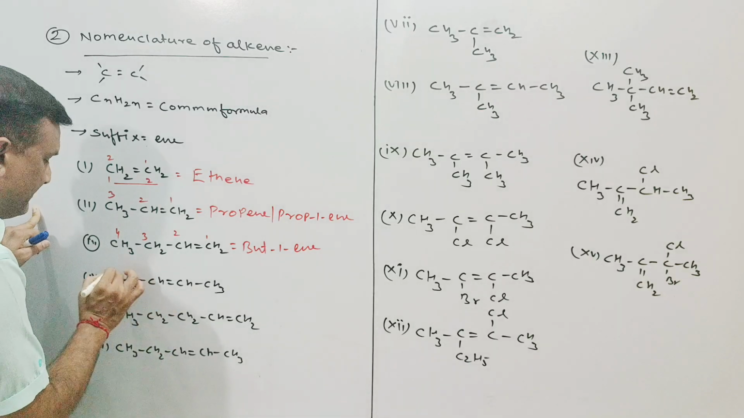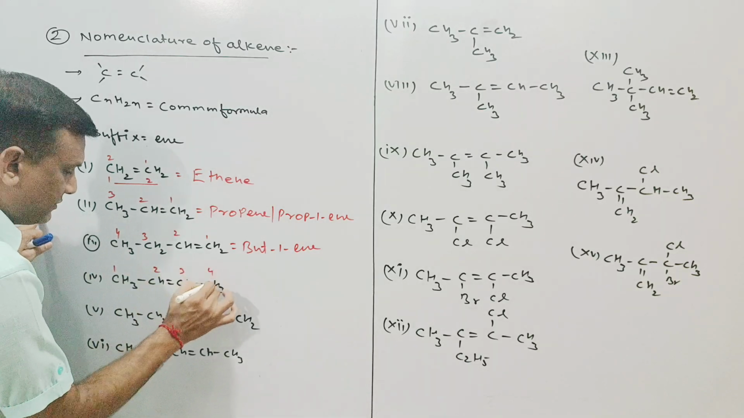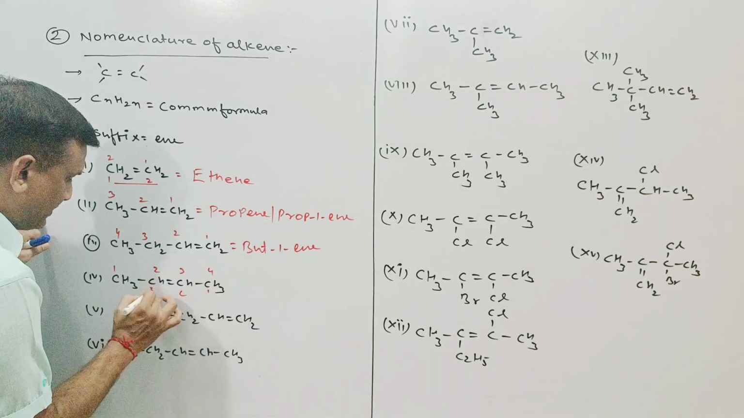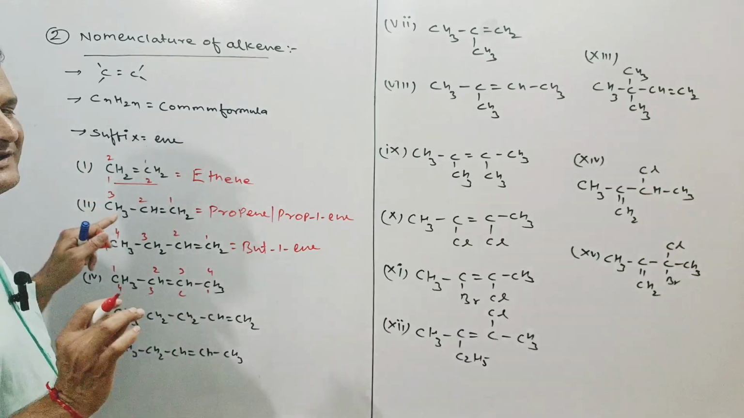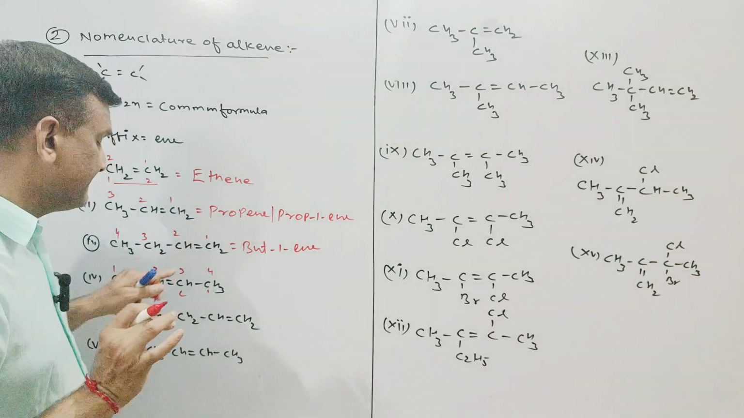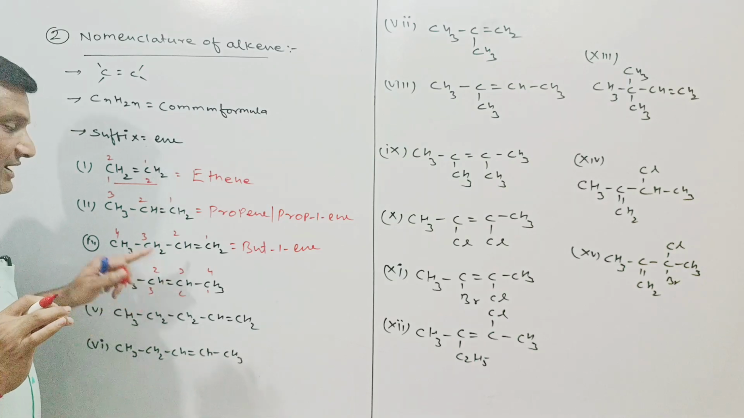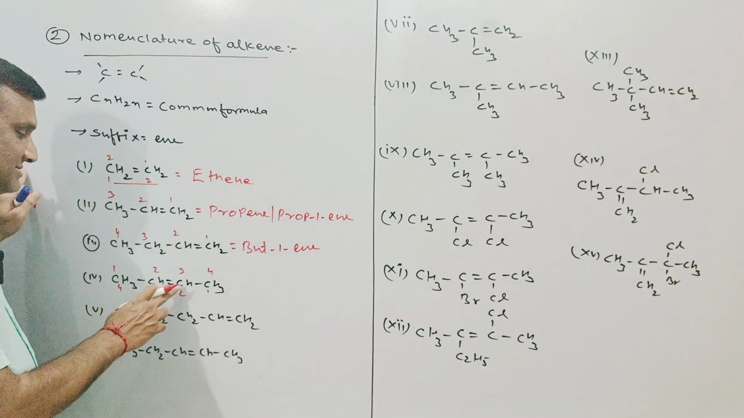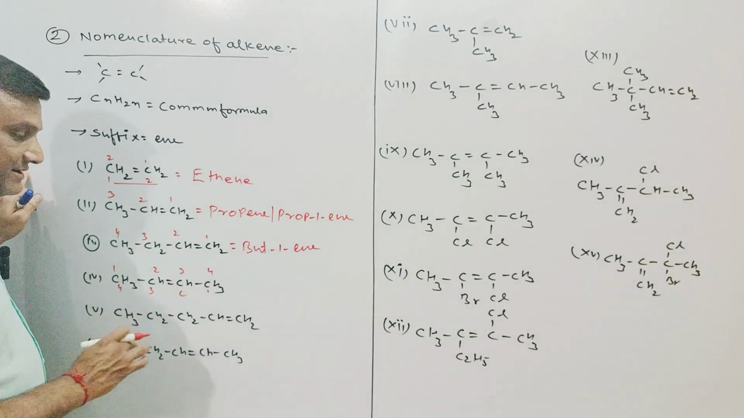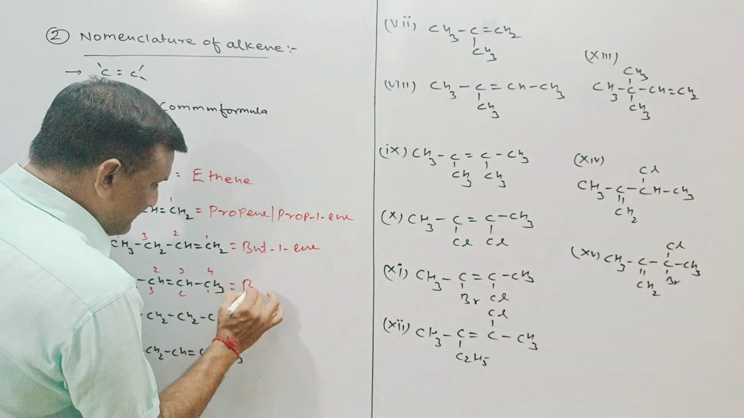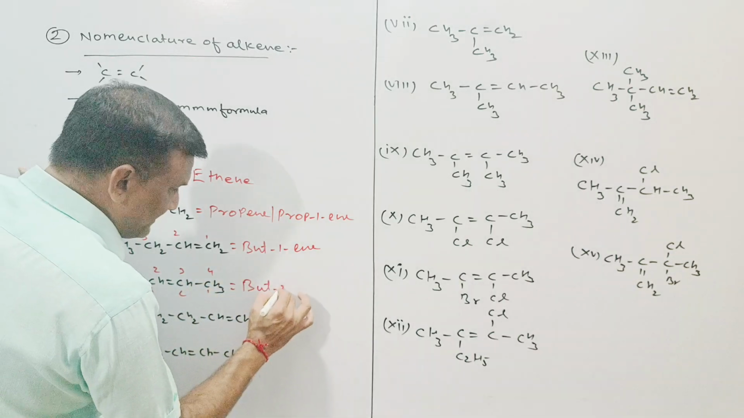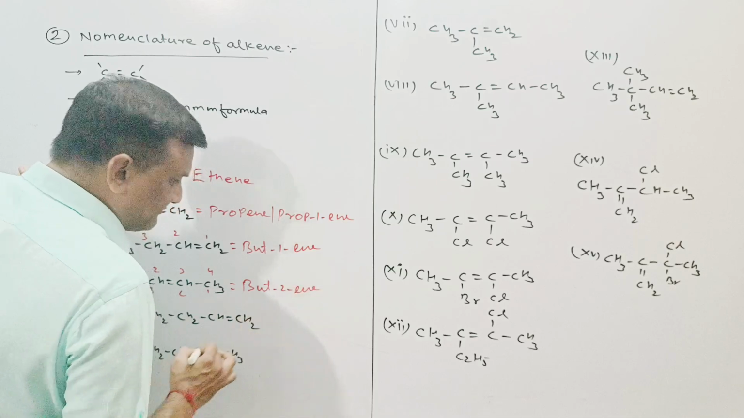For this it will be 1, 2, 3, 4, or 1, 2, 3, 4. You will count the chain from that side at which the double bond gets the lower number. In this kind of chain, we can count from any side because the double bond gets number 2 position from any side. So this is called but. There are 4 carbons in the chain, and there is number 2 position for the double bond.